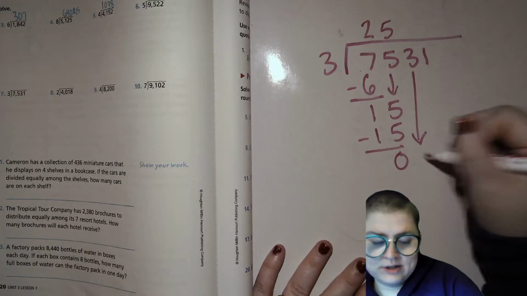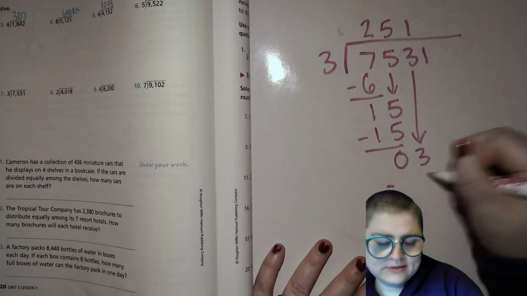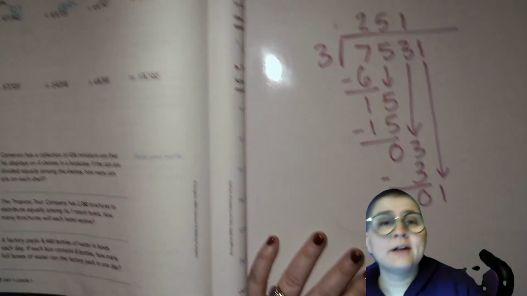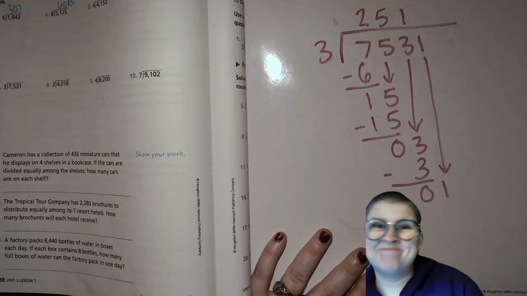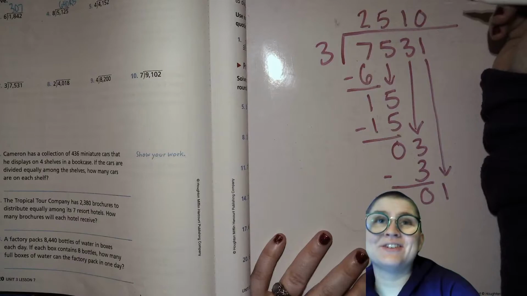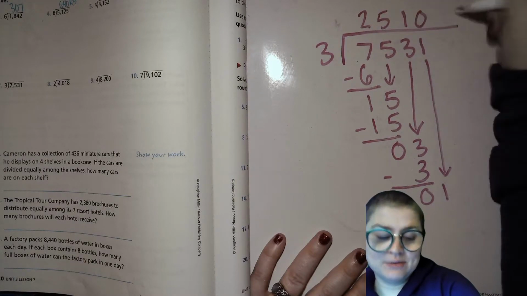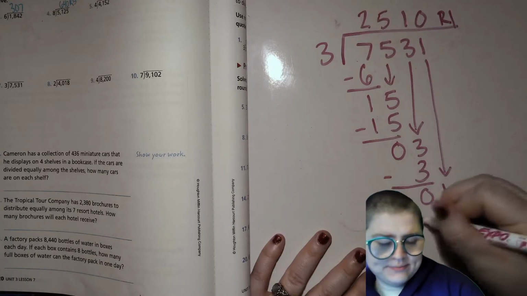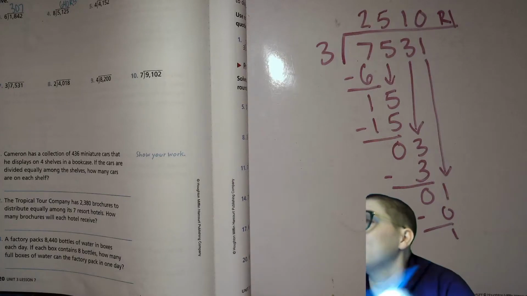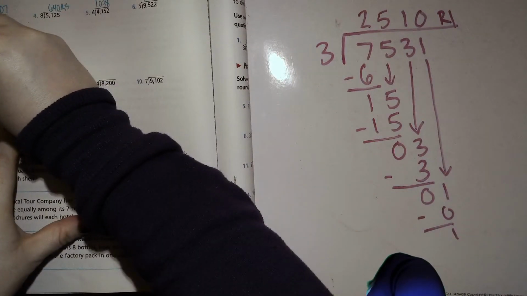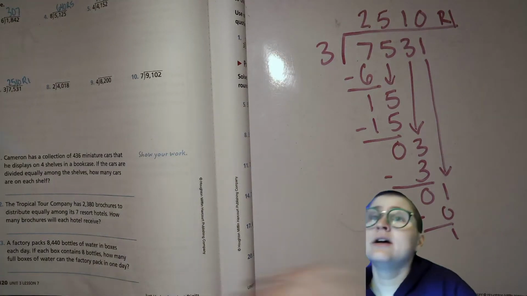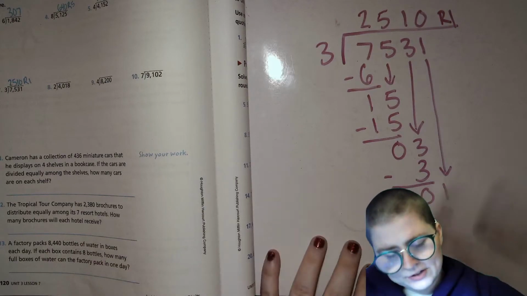3 goes into 3 perfectly once. 0. Bring down that 1. 3 goes into 1. It doesn't. So we put that 0. So everyone knows it's 2,510, not 251. And we have a remainder of 1. Right? Okay. 2,510 remainder 1. Okay. Hopefully you're getting that right.